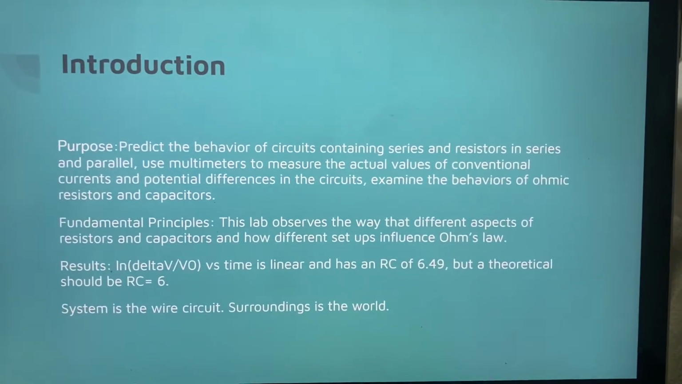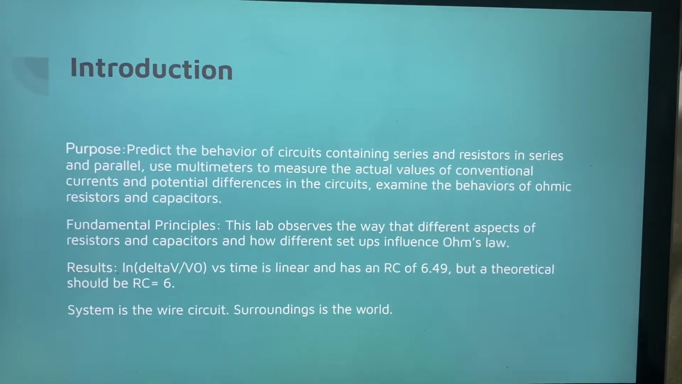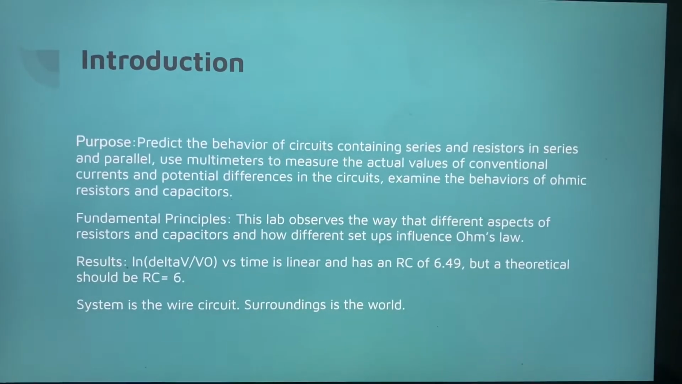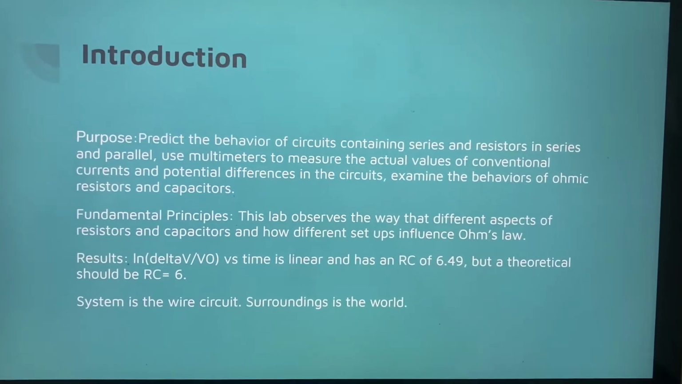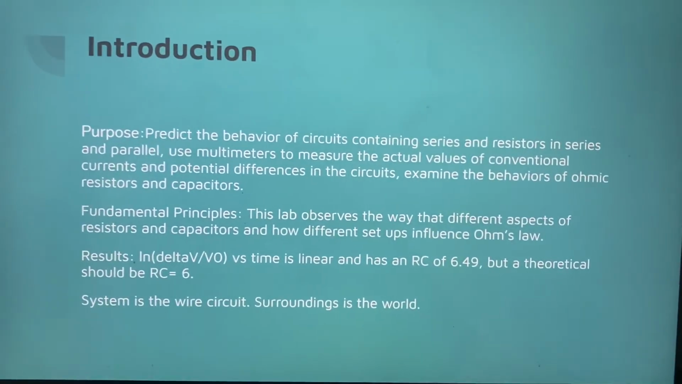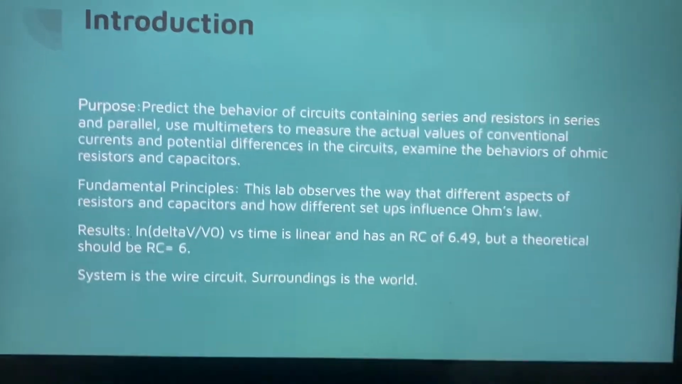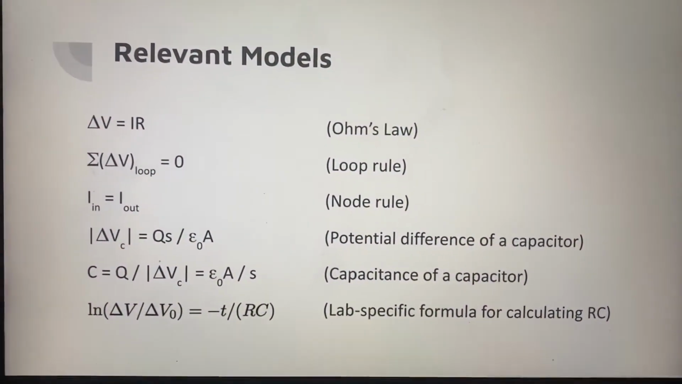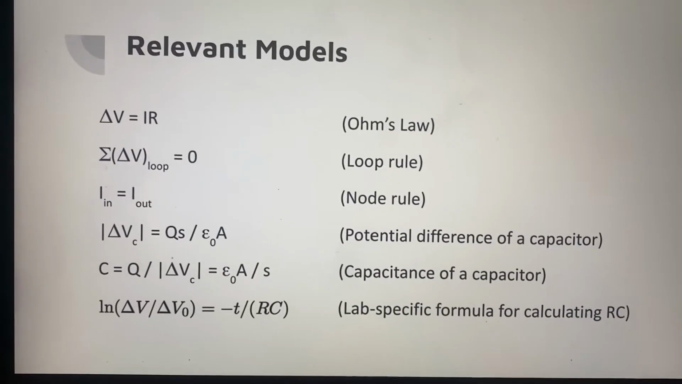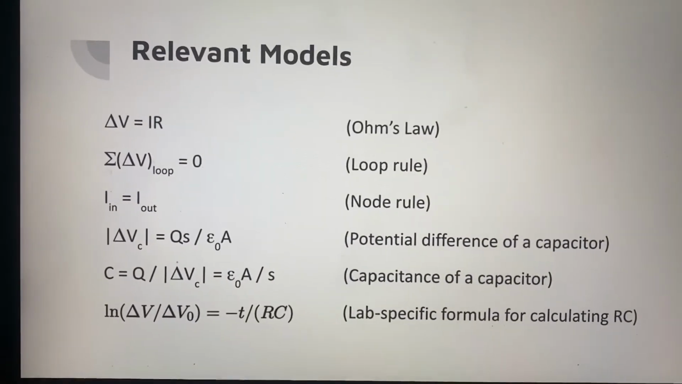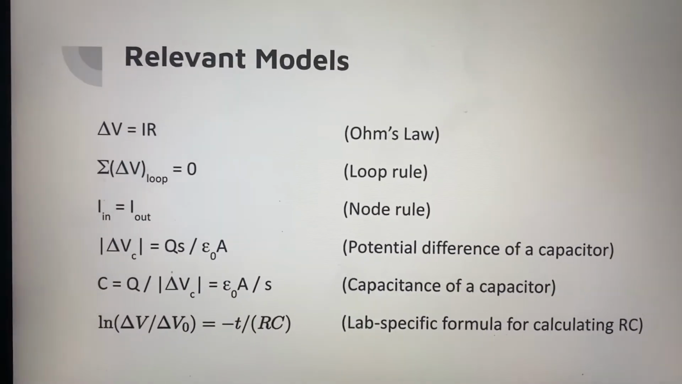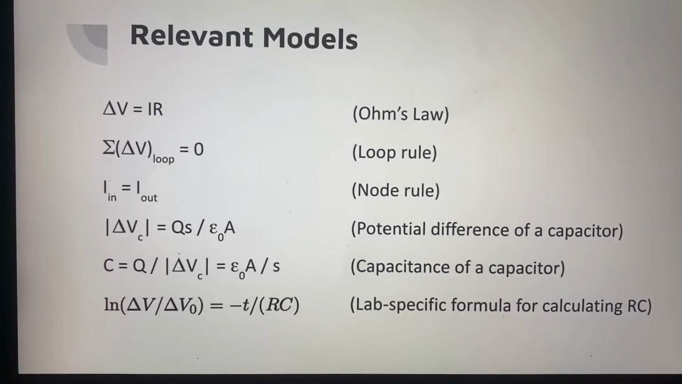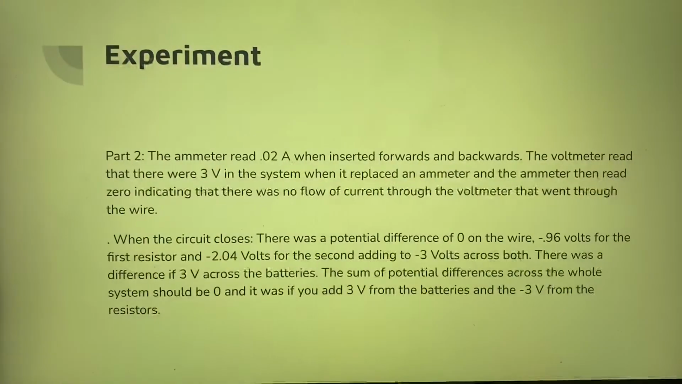The result for this lab is that we had an RC of 6.49 experimentally, but theoretically the RC should have been 6. The system is the wire and the whole circuit, and the surroundings are the rest of the world. These are the relevant models: Ohm's law, the loop rule, the node rule, the potential difference of a capacitor, and the lab-specific formula for calculating an RC.